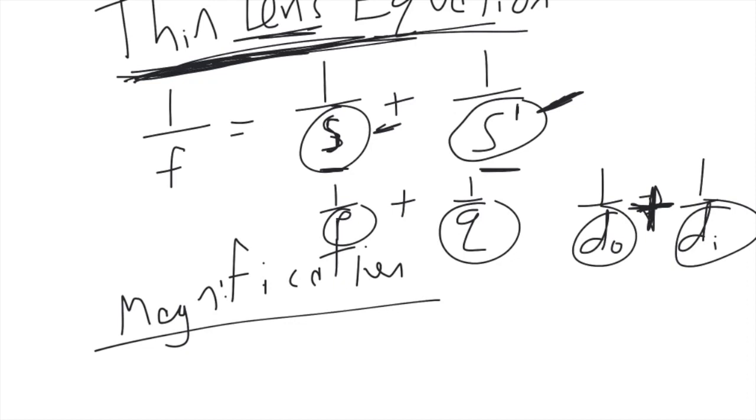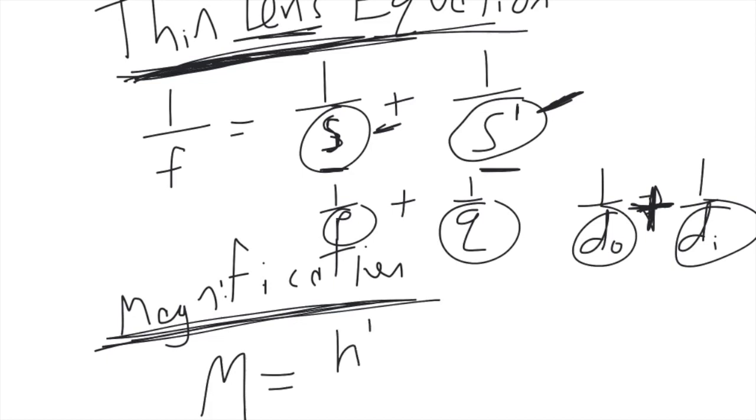Magnification. Is the image bigger, smaller? Is it upside down? Is it right side up? We can get all of that from the magnification. And magnification is a ratio of the image height to the object height, or h sub I divided by h sub O.